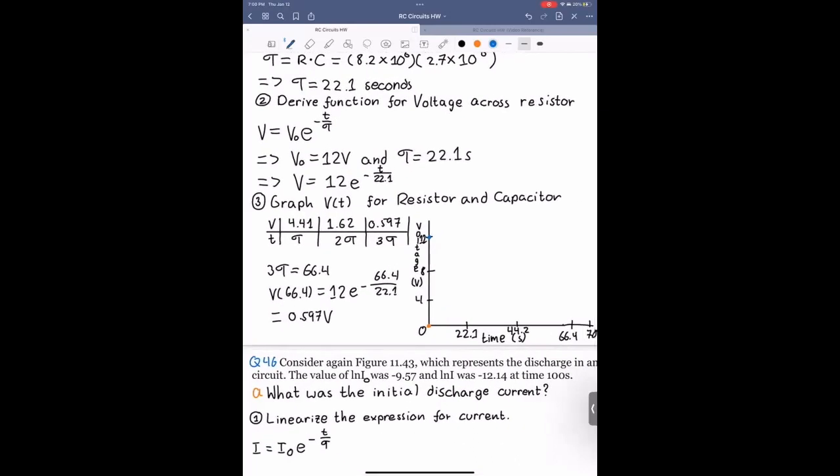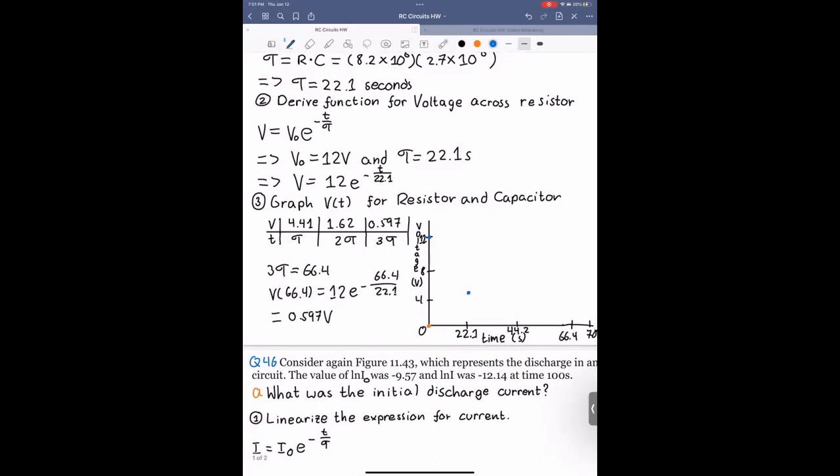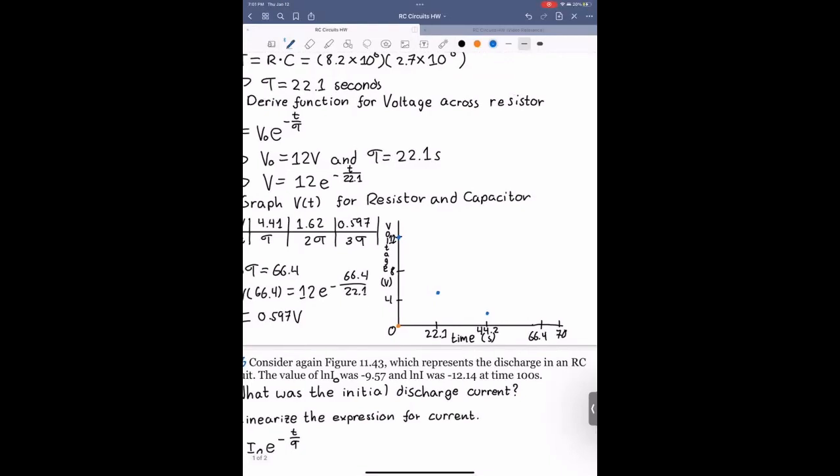At tau, 22.1, there are 4.41 volts across the resistor. And at 44.2 seconds, there are 1.62 volts. And for 3 tau, 66.4 seconds, there are only 0.97 volts. And we can assume that it's basically the same for 70 seconds.